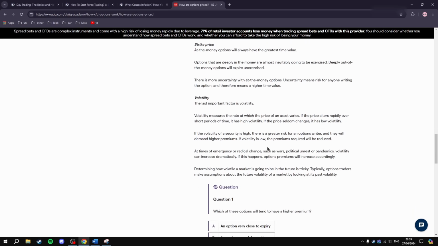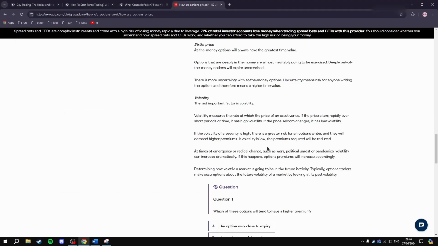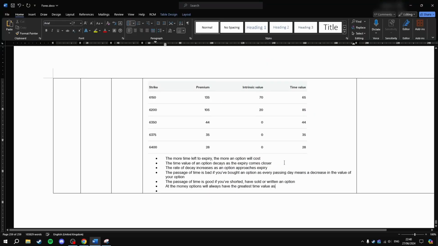Strike price. At the money options will always have the greatest time value. Options that are deeply in the money are almost inevitably going to be exercised. Deeply out of the money options will expire unexercised. There is more uncertainty with at the money options. Uncertainty means risk for anyone writing the option and therefore means a higher time value.